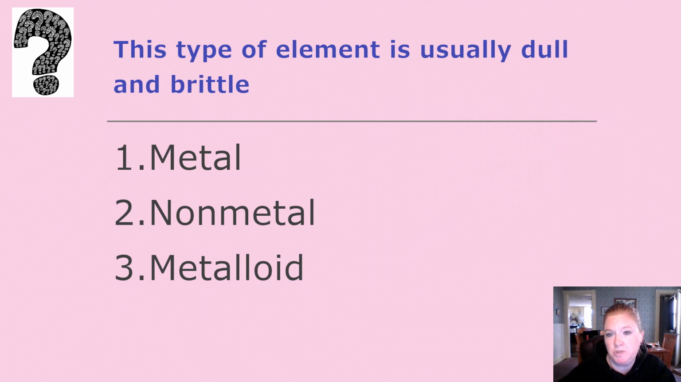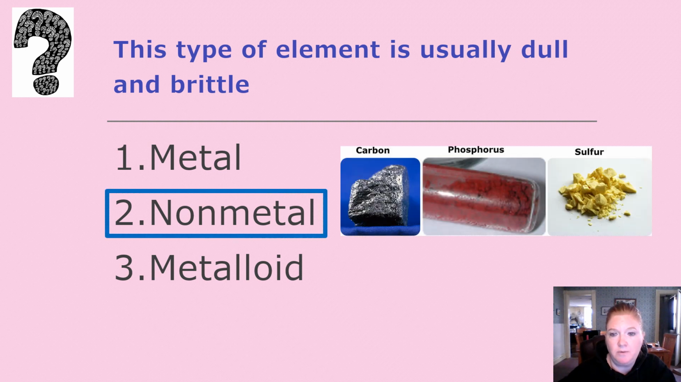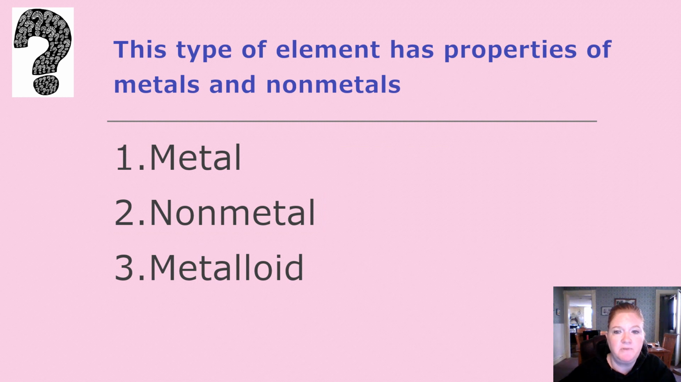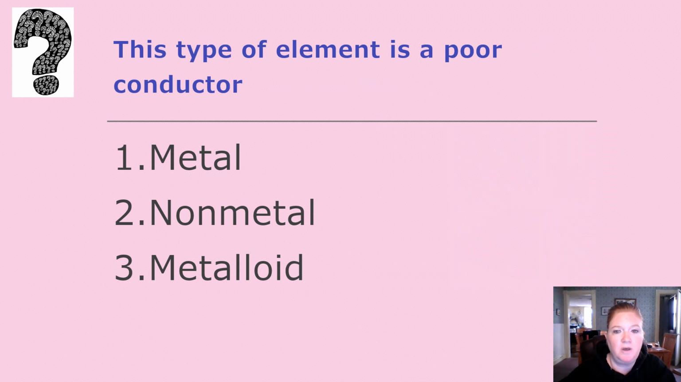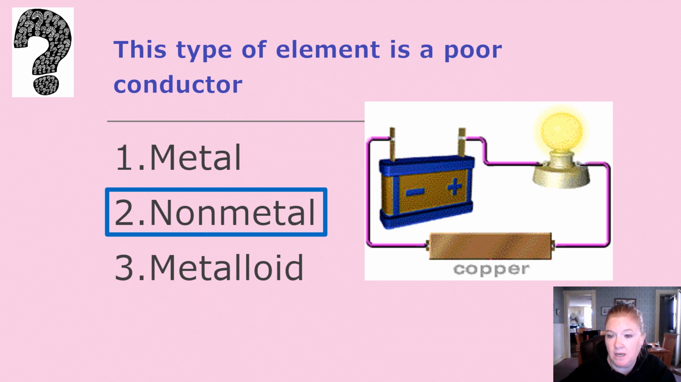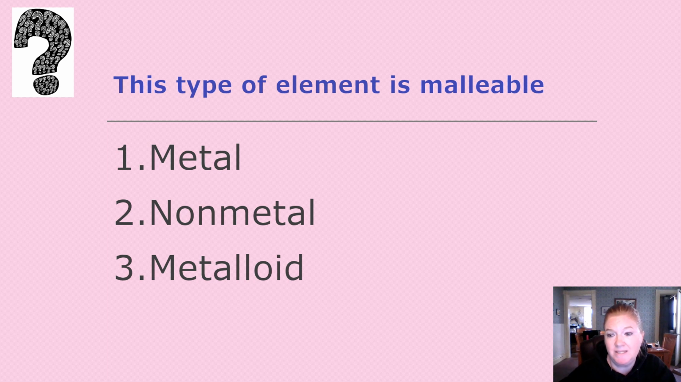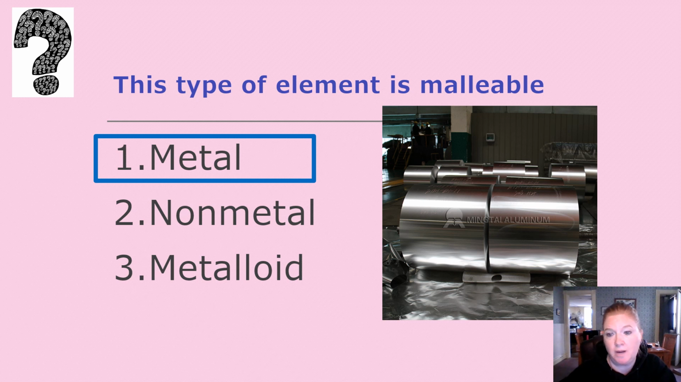This type of element is usually dull and brittle. That would be a nonmetal. This type of element has properties of both metals and nonmetals. That would be a metalloid. This type of element is a poor conductor. That would be a nonmetal, remember. This type of element is malleable. That would be a metal. We could also describe it as ductile, being able to be stretched out into a wire.